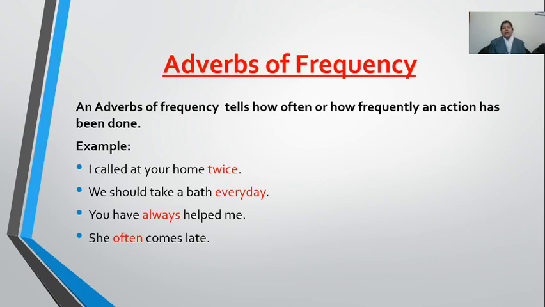Okay, like I called at your home twice. Called. How many times or how often? So we get the answer twice, thrice, once or none. So this is your adverb of frequency. This adverb of frequency tells you how often or how frequently an action is done.